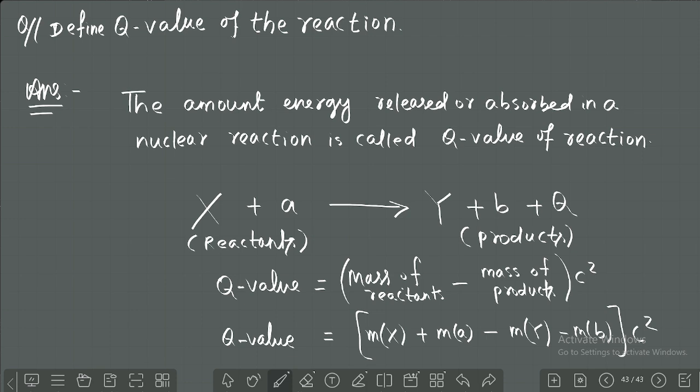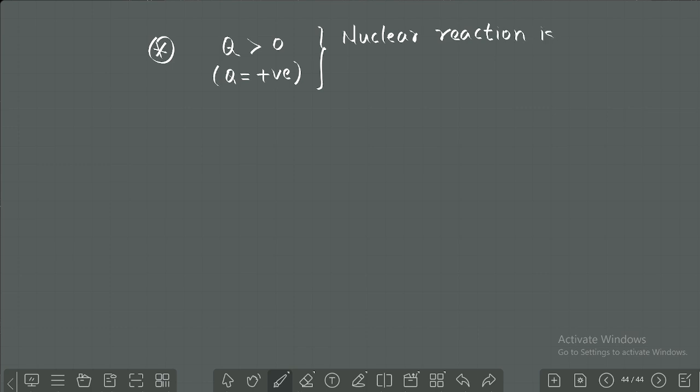Now all of you listen. On a star mark point I'll write: if Q value is greater than 0, that means Q value is positive, then the nuclear reaction is exothermic. What do you mean by exothermic? Heat energy is released.